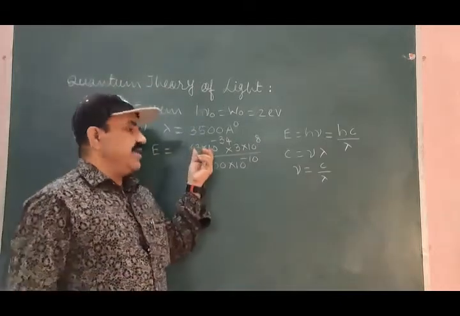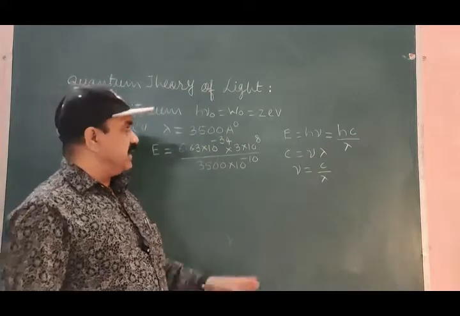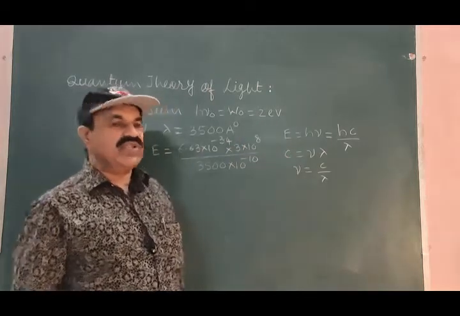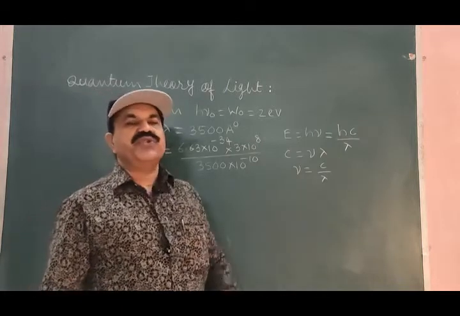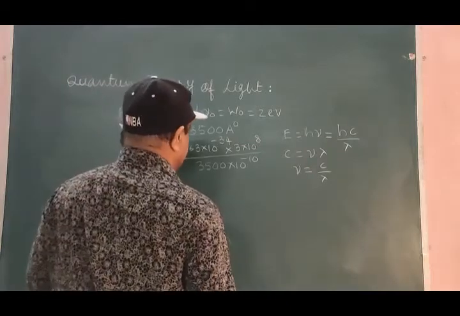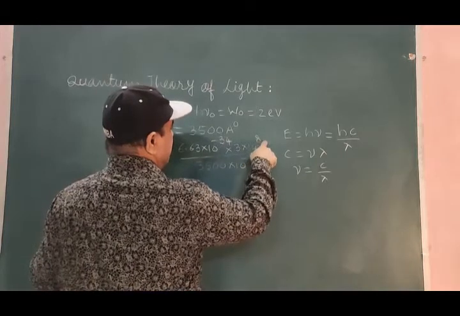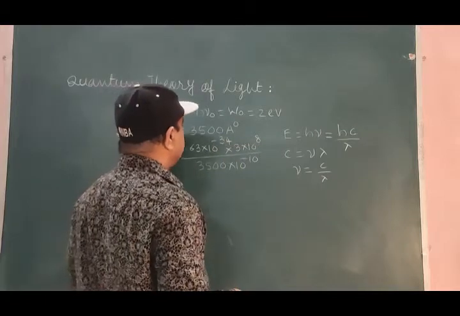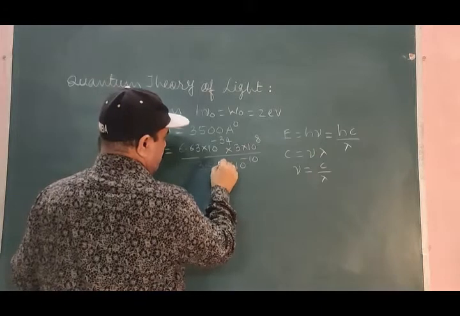So let us substitute these values here. Value of h 6.63 into 10 to the power minus 34 joule second. Value of C 3 into 10 to the power 8 meter per second. Value of lambda 3500 into 10 to the power minus 10 meter. And this could be further, if this 10 to the power minus 10 is taken here, it will become 10 to the power 10. These two brought together, or I can cancel two zeros of this with this.